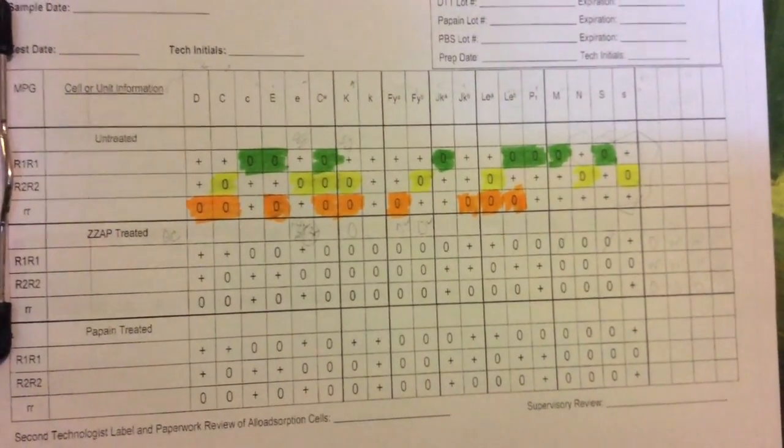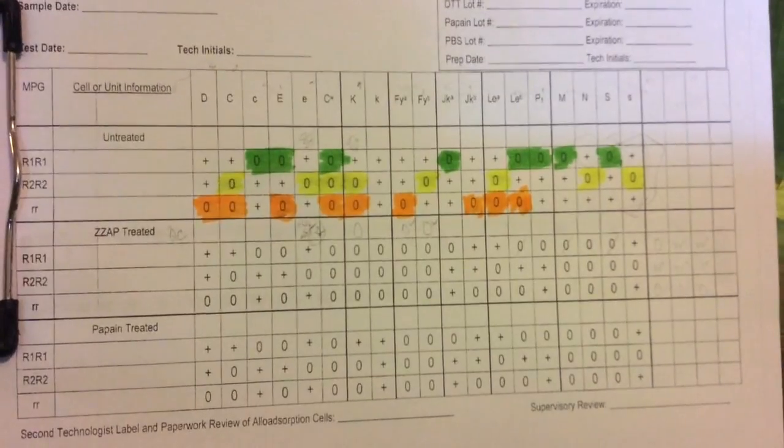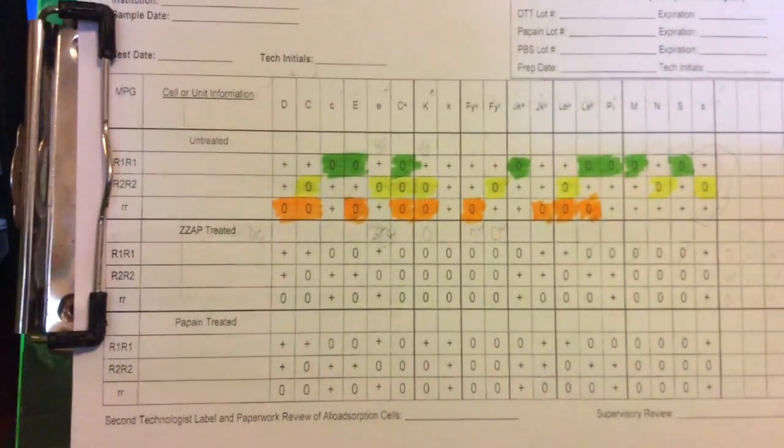So let's go to the next step of showing how to set up your antigram based on what your absorbing cells are.